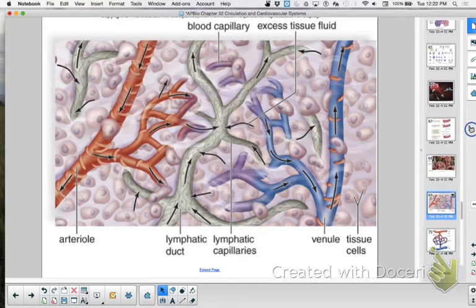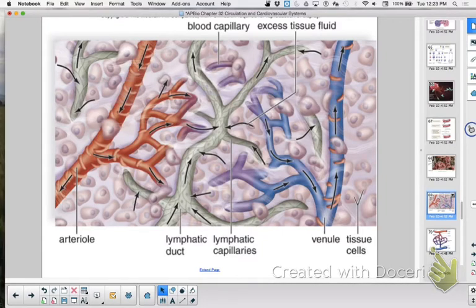Okay? If more gets pushed out than drawn back in, you have some leftovers out there in your tissues. Who's going to pick that up? The lymph. Exactly, it becomes lymph. Your lymphatic system picks up the excess tissue fluid and passes it through a lymph node. Who could be waiting in the lymph node? Macrophages? B cells? T cells?